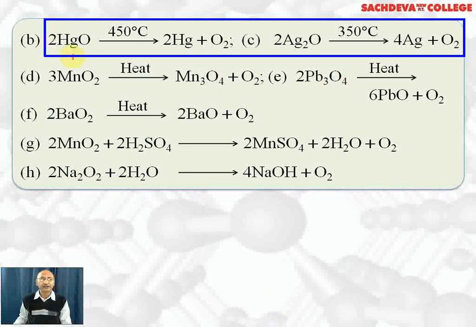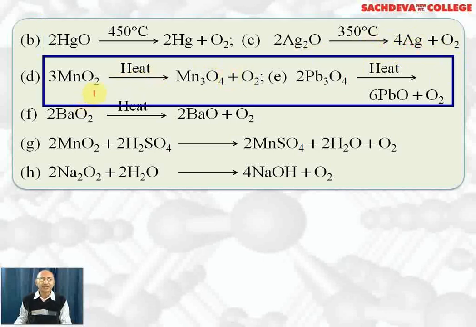HgO, red colored mercuric oxide, at 450 degrees centigrade decomposes to form liquid mercury plus oxygen gas. Silver oxide is unstable. It decomposes at 350 degrees centigrade, liberating oxygen along with silver. Manganese dioxide, if heated alone, will change to Mn3O4 plus oxygen gas. Red lead, Pb3O4, on heating gives lead oxide plus oxygen. The reaction takes place around 600 degrees centigrade.